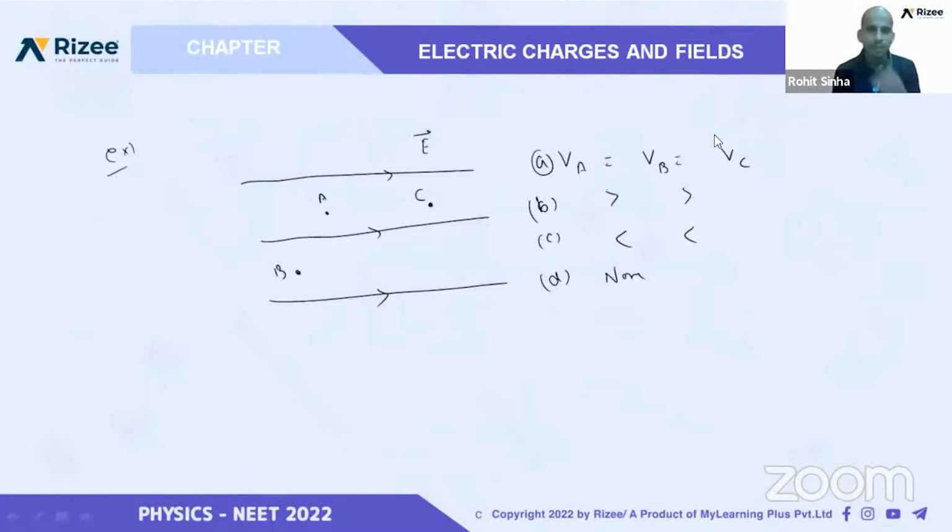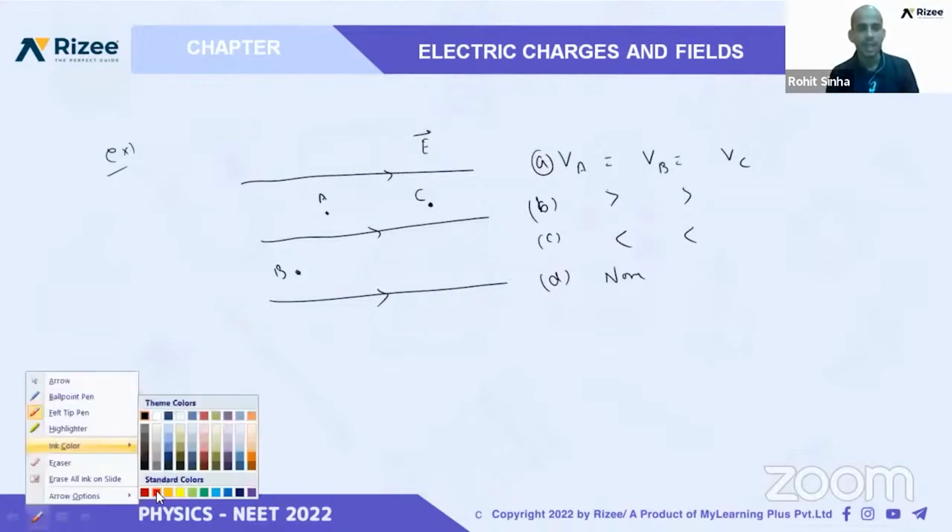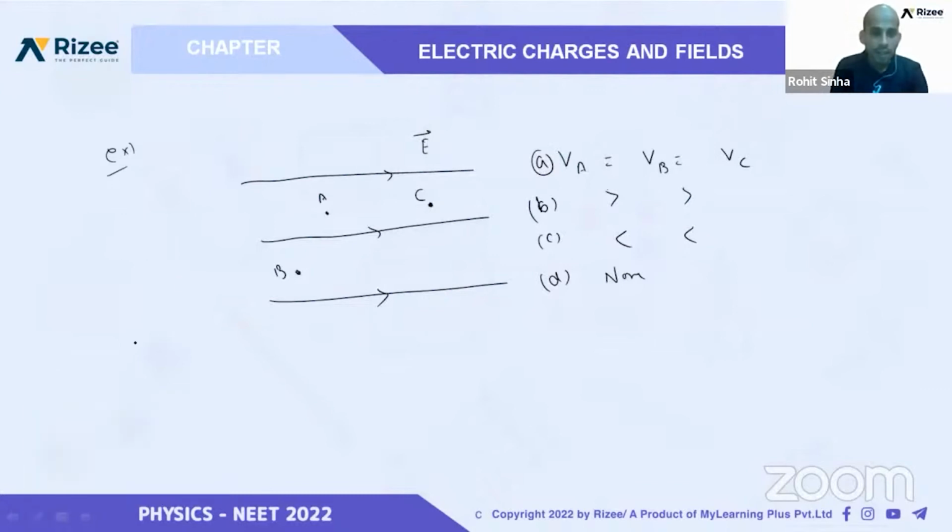Okay, option A. Or I have written wrong, which may be wrong also. Now, you did a mistake here, I think. Now, remember one thing. We have studied in a previous lecture, you may remember, that in the direction of electric field, potential decreases maximum.